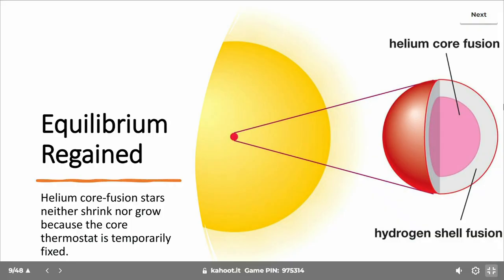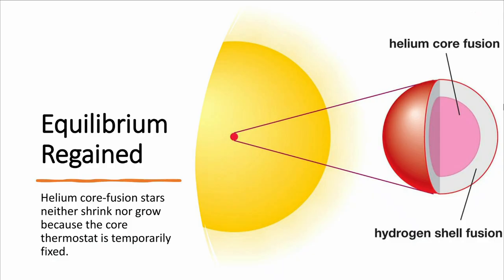And once your star is stabilized, now you've got this helium core that's doing nuclear reactions, and you still have this shell of hydrogen around that helium core also doing reactions. And so your equilibrium is restored for the time being. And your star will actually shrink, not all the way down to its normal main sequence size, but to a smaller size than its red giant stage.